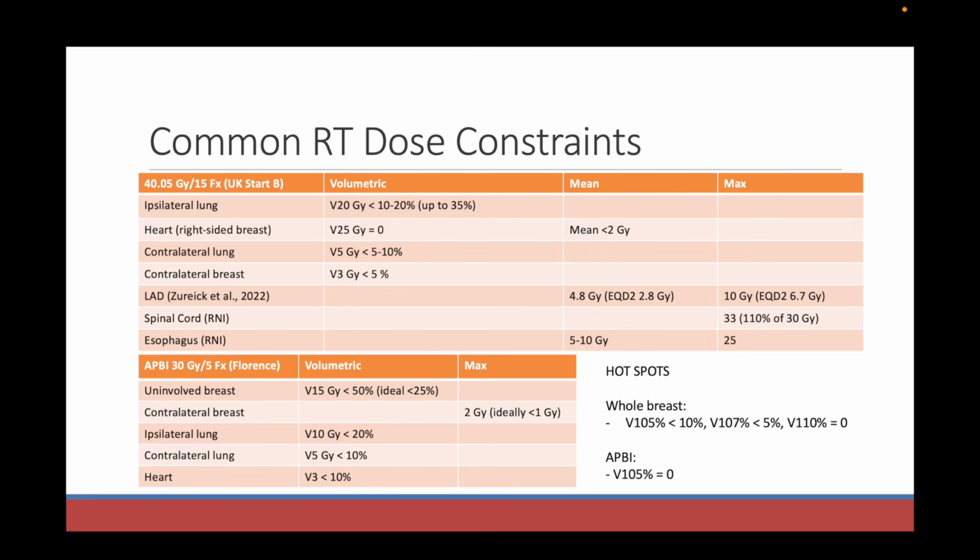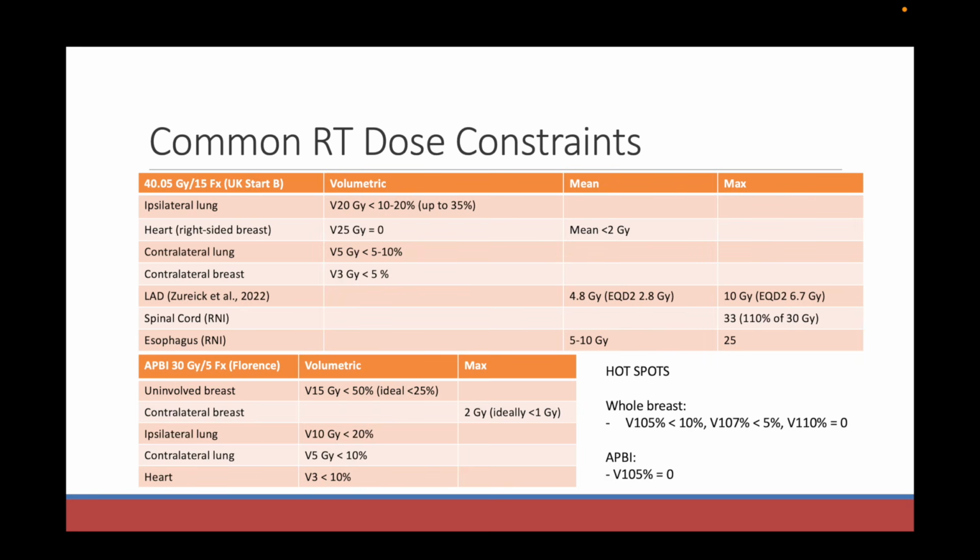Contralateral breast, you want to keep it less than 1 to 2 gray. The ipsilateral lung, V10 less than 20%. Contralateral lung, V5 less than 10%. And heart, V3 less than 10%. The only other dose constraints that I'm probably going to be memorizing for boards are for whole breast radiation.